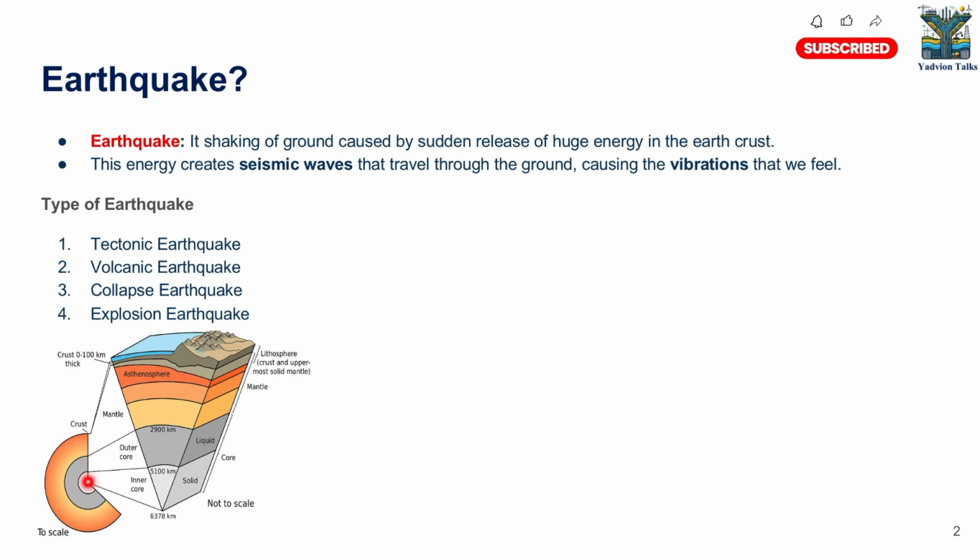You can see this is the core, and this is the outer core. The inner core is made up of solid nickel and iron, and the outer core is liquid metal. Above we can see the mantle. The mantle is classified into two zones: lower mantle and upper mantle. Just above the mantle there is the crust, which is made up of rock. The crust is very thin at the ocean and very thick at the continents and land. The thickness of the crust varies from 0 to 100 kilometers.